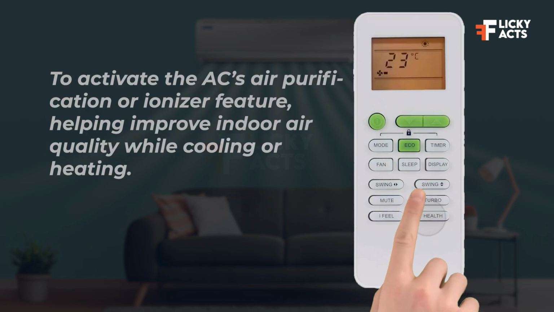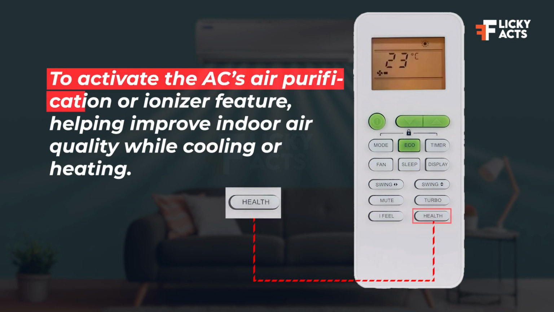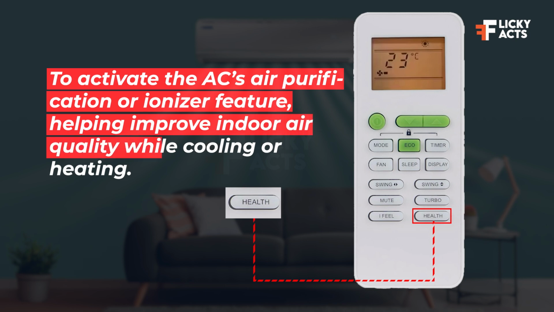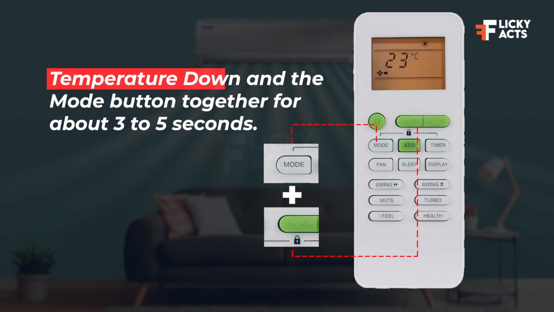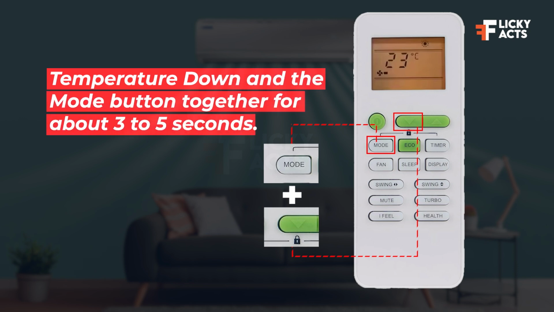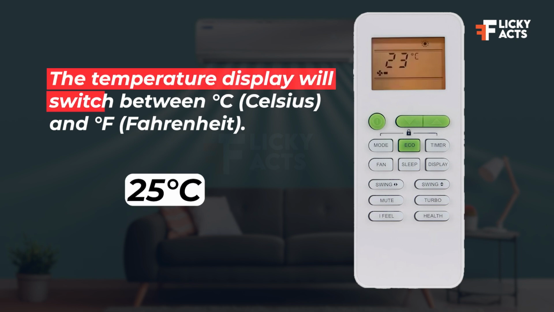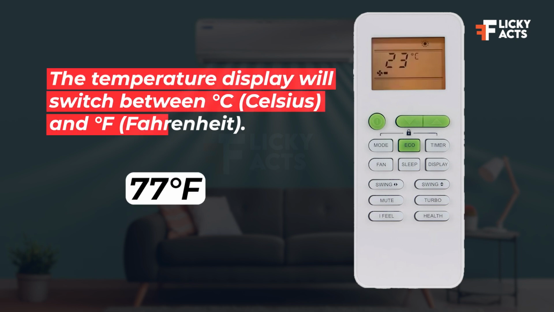Press the Health button to activate the AC's air purification or ionizer feature, helping improve indoor air quality while cooling or heating. Press and hold the temperature down arrow button and the mode button together for about 3 to 5 seconds. The temperature display will switch between degrees Celsius and degrees Fahrenheit.